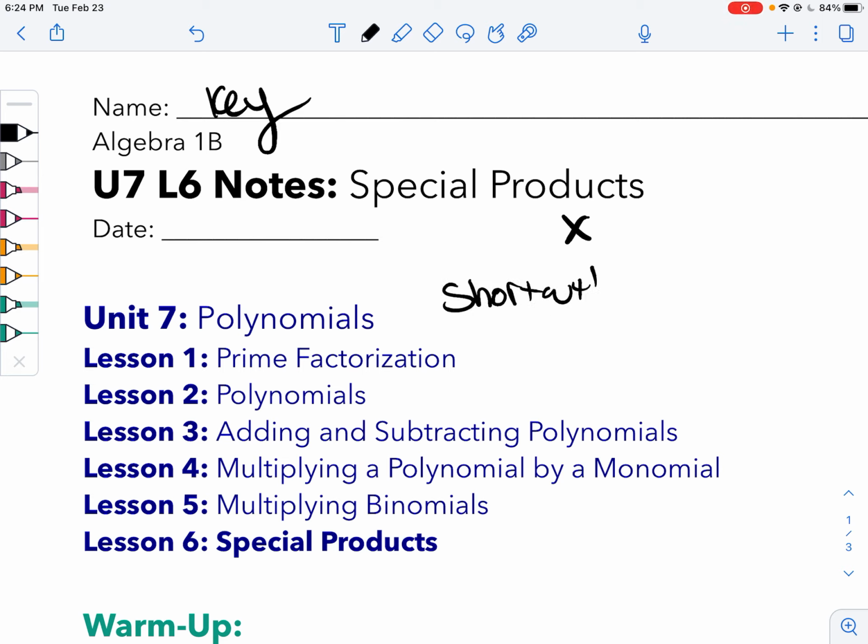Okay, we've got one more. So we had 2 pluses, then we had 2 minuses. What happens if we have one of each? I don't know. Let's find out, shall we?